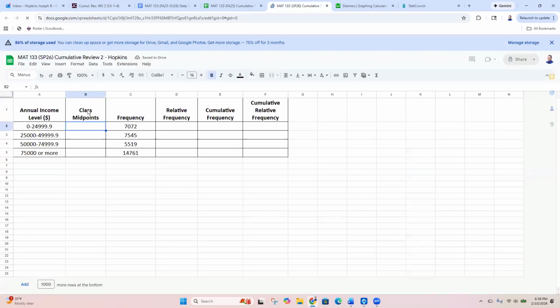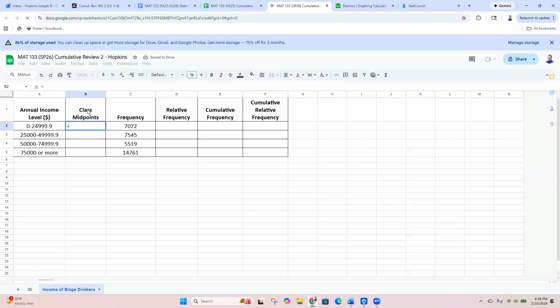Okay, so our foundational midpoint, we're going to do equals, open parenthesis, and we'll do the lower limit plus the next lower limit, close our parenthesis, and divide by 2. So I've seen some people trying to use the upper limit. That's not what we do. We use the lower limit and the next lower limit. Okay. Get our midpoints.